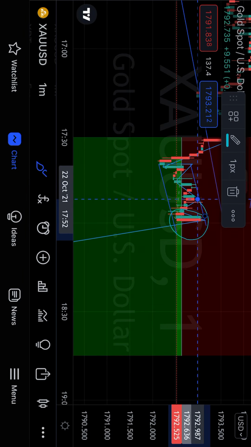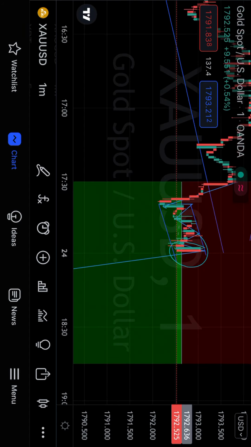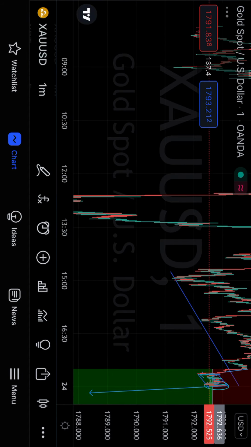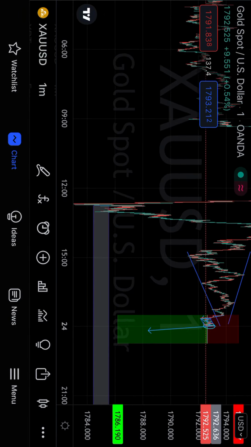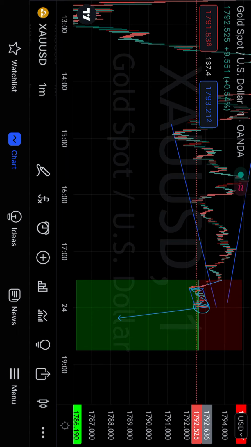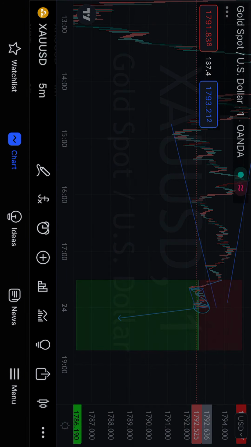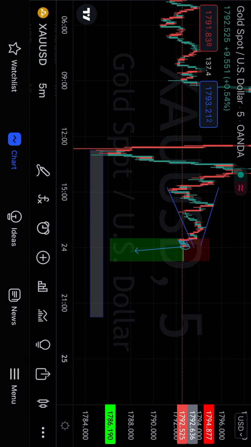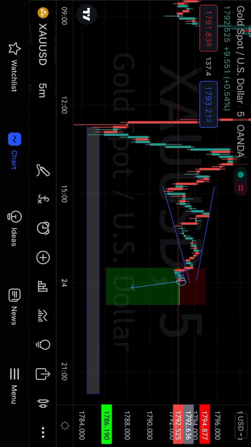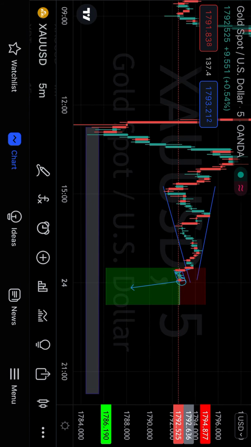So my confirmation is clear for this short. I'm going to sell this immediately market opens. I'm going to sell gold immediately market opens. I'm going to sell gold immediately price starts moving, with my stop loss above.